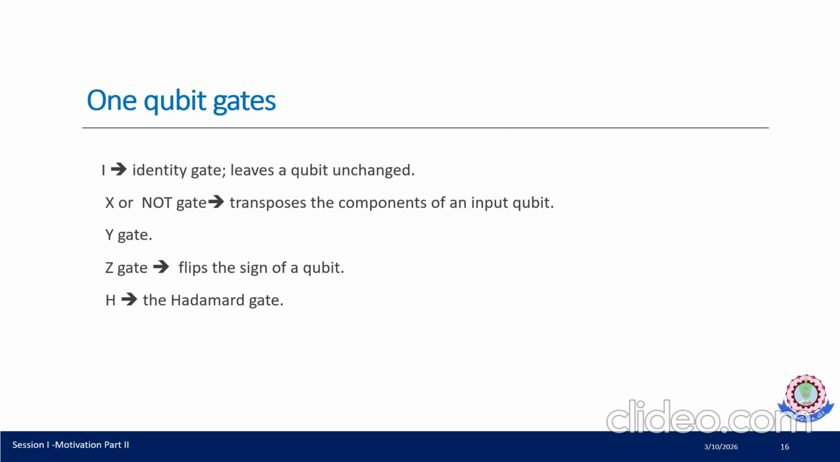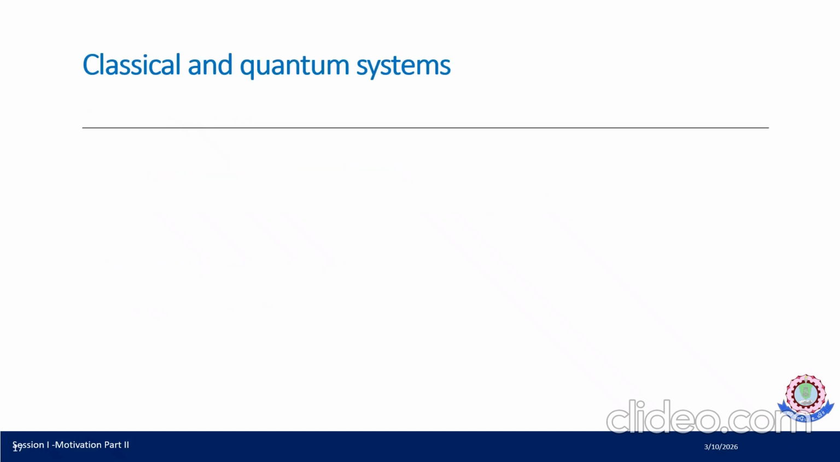1 qubit gates. This is the identity gate, which leaves a qubit unchanged. X or NOT gate, which is a transpose, reflecting the components of the input qubit. Y gate, it is also a gate. Z gate flips the sign of the qubit. H is the Hadamard gate.